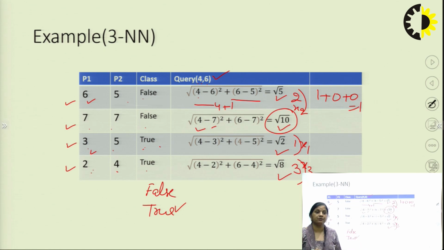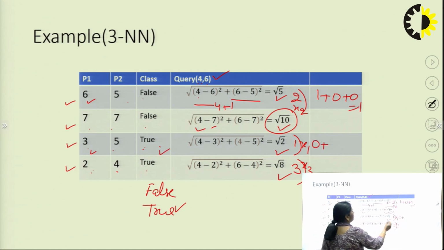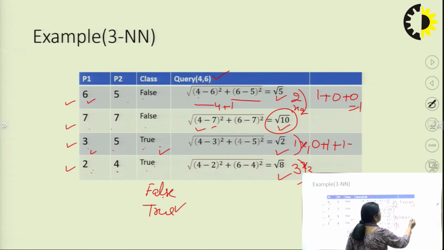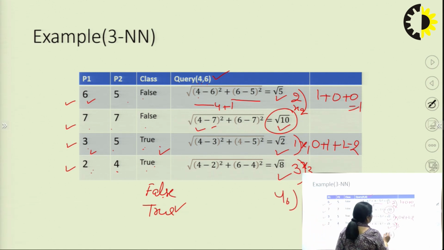my delta function will be delta of true comma the output of the class. For the first it is not matching, so we have 0 count. For the second it is matching, so plus 1. True is matching with the third one, so plus 1. So how many occurrences are there? 1 for false and 2 for true. Which needs to be returned? Argmax, which has the maximum value. The maximum value is true. So the class of the query 4, 6 will be taken as true.